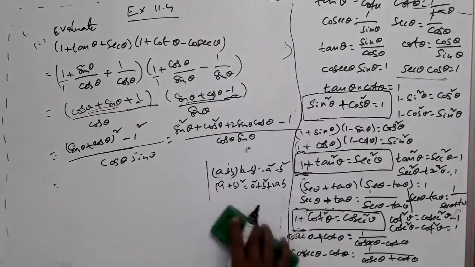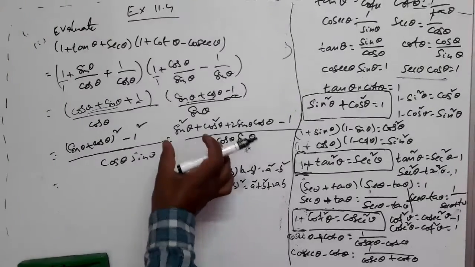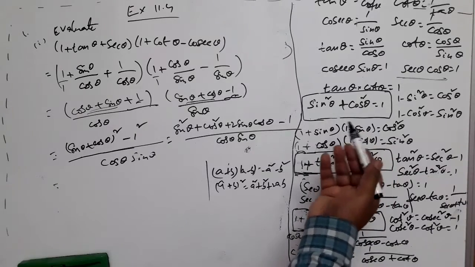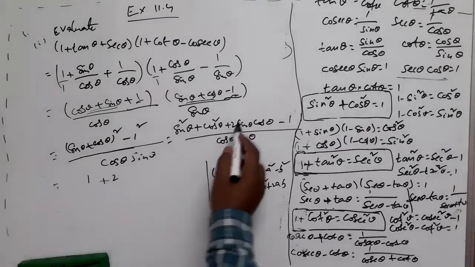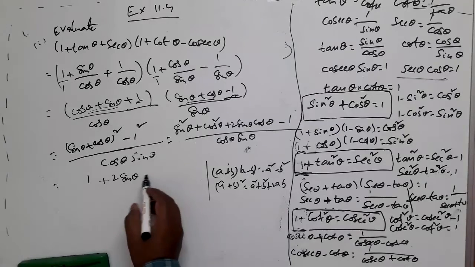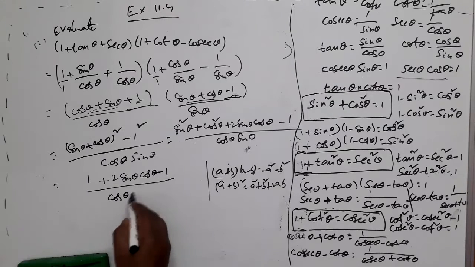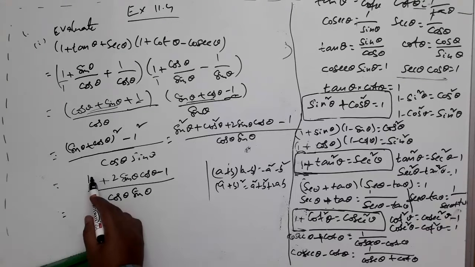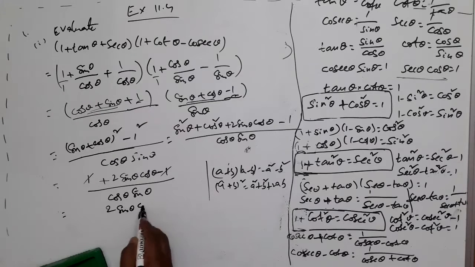Yes. Let us simplify further. This is sin square theta plus cos square theta. Yes, on seeing these two terms, you can say that can be replaced by 1. Yes, we have the identity, sin square theta plus cos square theta is 1. So in that place I am writing 1. Plus I am writing the remaining two terms as they are, 2 sin theta cos theta minus 1, by cos theta sin theta. Yes, now what can you observe? 1 and minus 1, they get cancelled. What is remaining here? 2 sin theta cos theta upon cos theta sin theta.